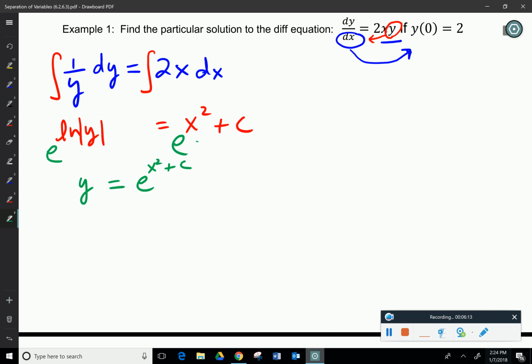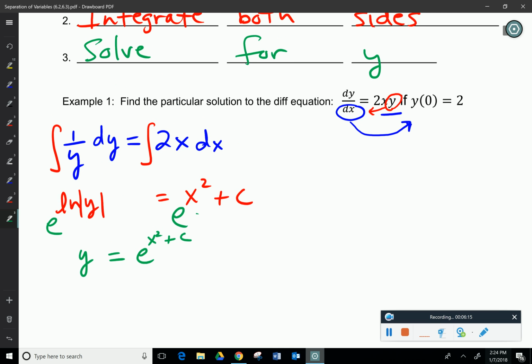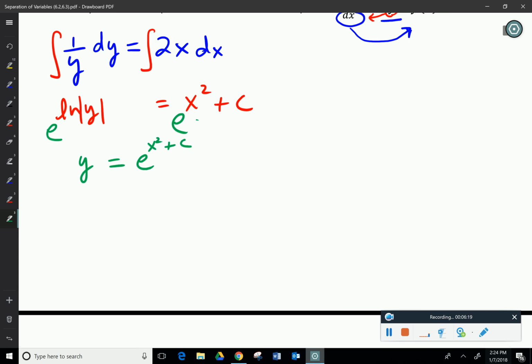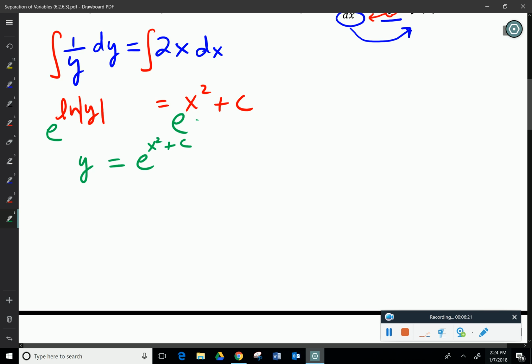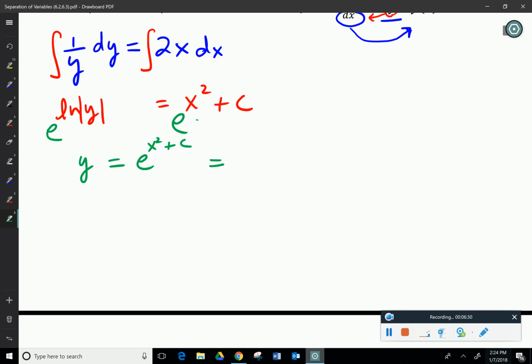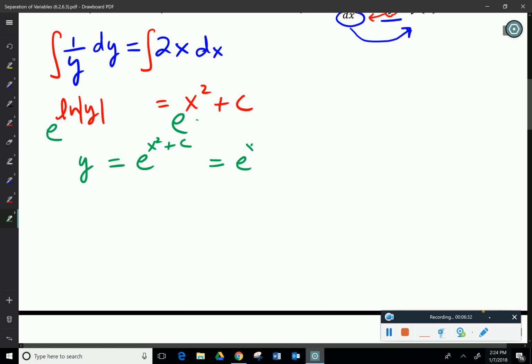Now, I've finished with step 3, but I do want to talk to you about some algebra and some notation. I want you to think about this plus c in the exponent. Well, if I have exponents that are being added, that means it came from multiplying the same base. So this is kind of the same as saying e to the x squared times e to the c, right? Because if I'm multiplying the e's, I would add my exponents.